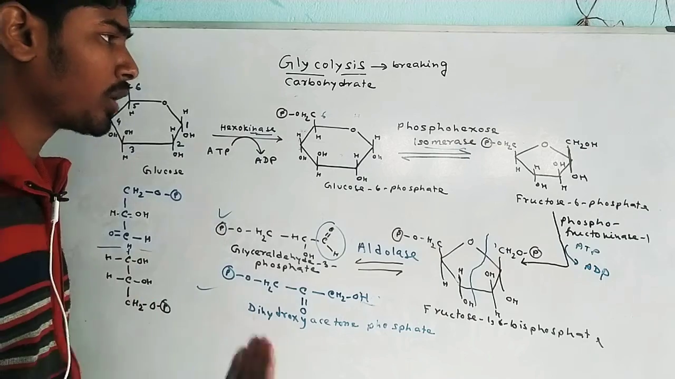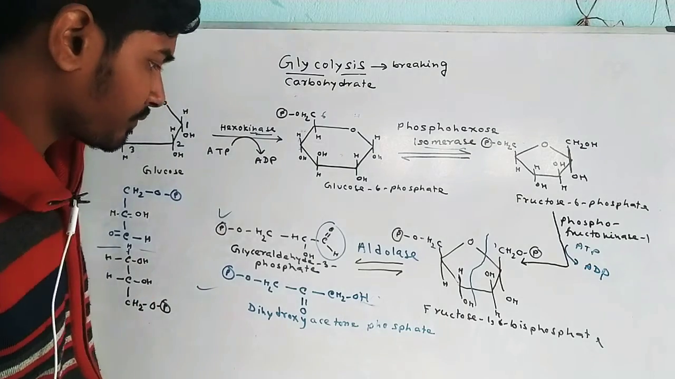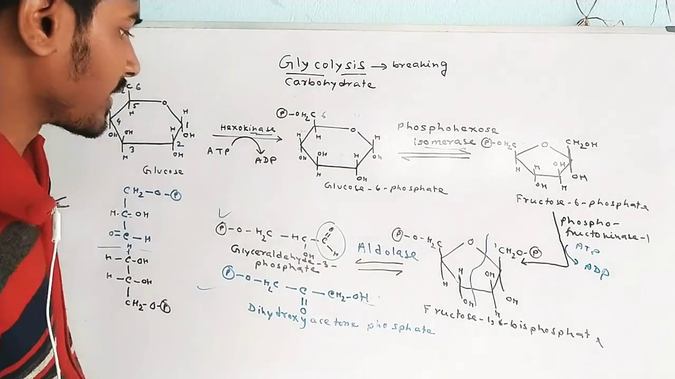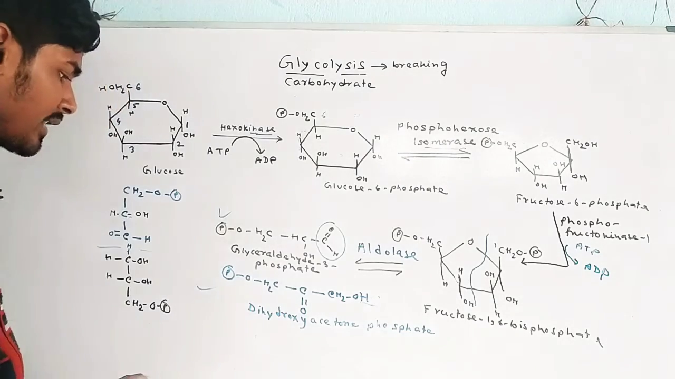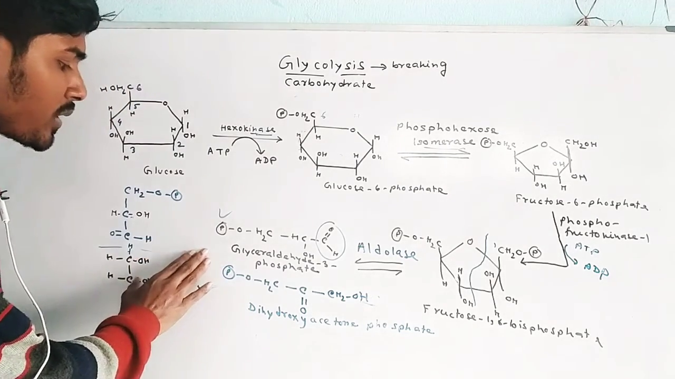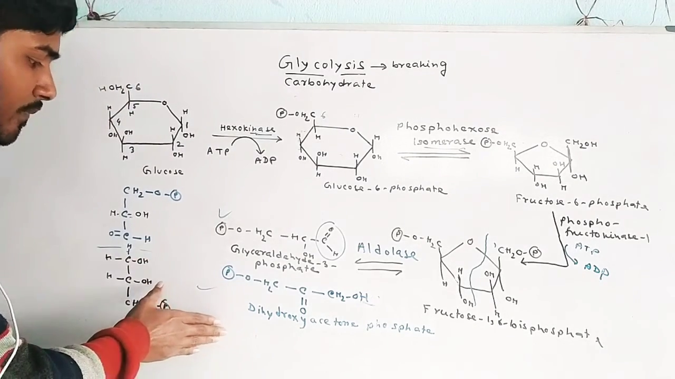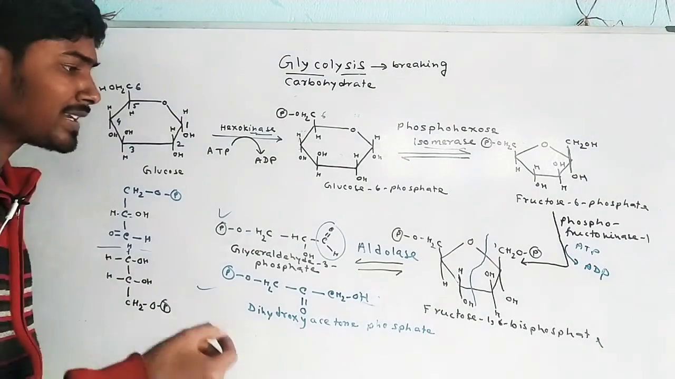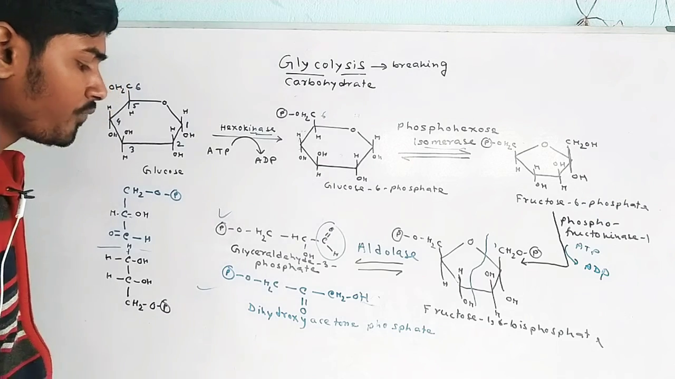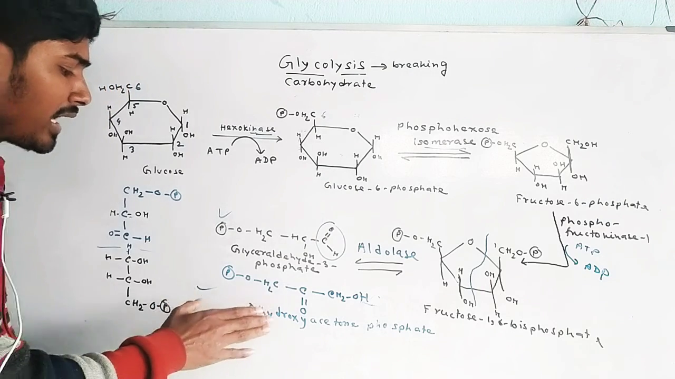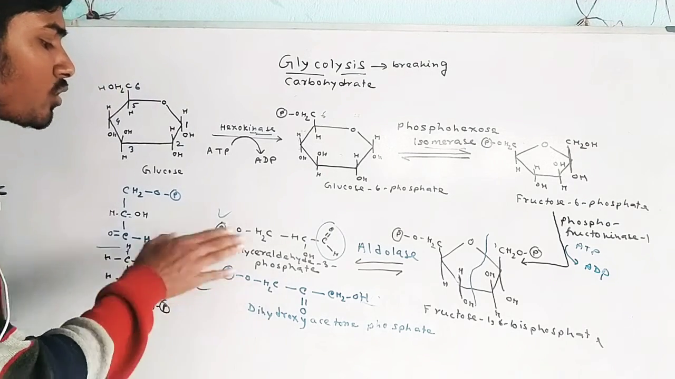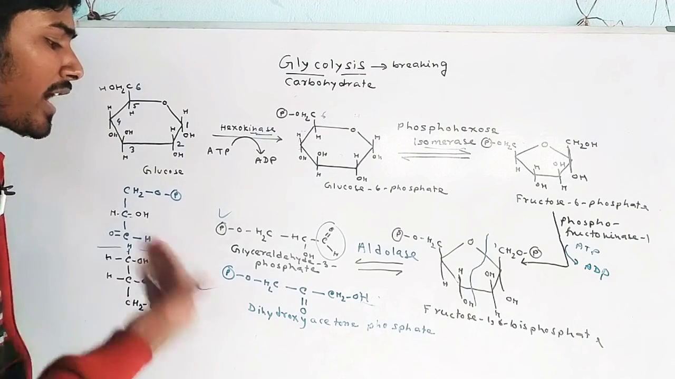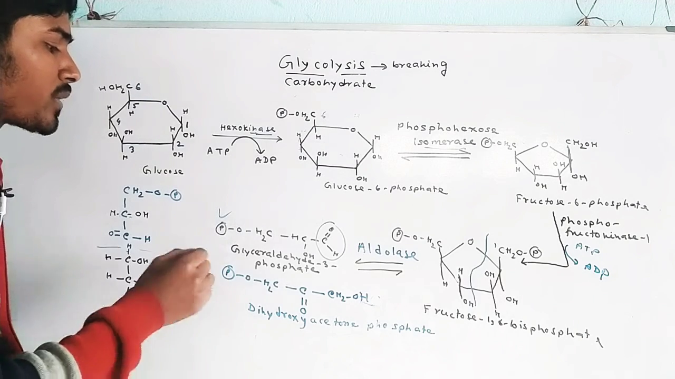Now we will be talking about the payoff phase of glycolysis, in which we will see that the glyceraldehyde 3-phosphate and dihydroxyacetone phosphate are utilized to form ATP and NADH. Okay, so in the first step, what happens? Dihydroxyacetone phosphate is converted to glyceraldehyde 3-phosphate by the action of the enzyme triose phosphate isomerase.